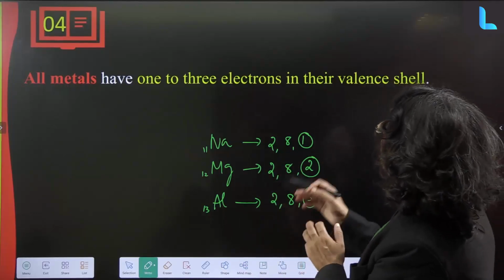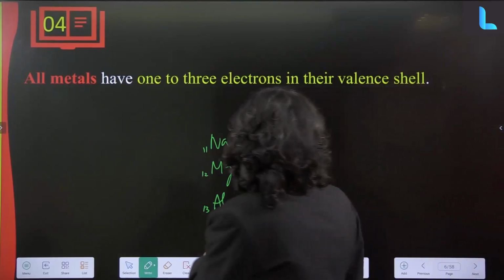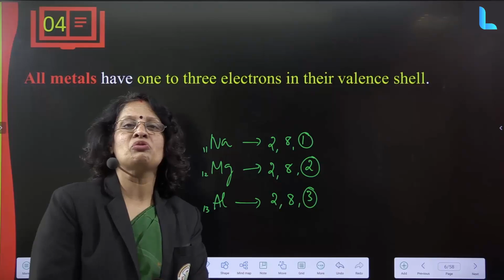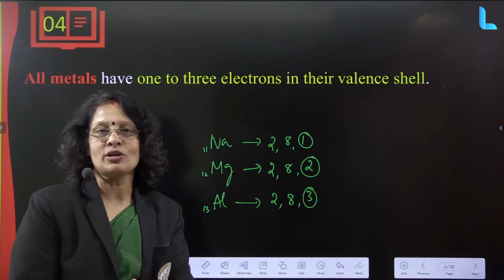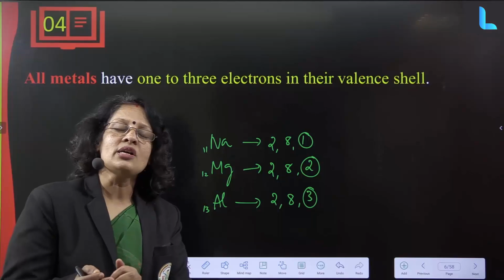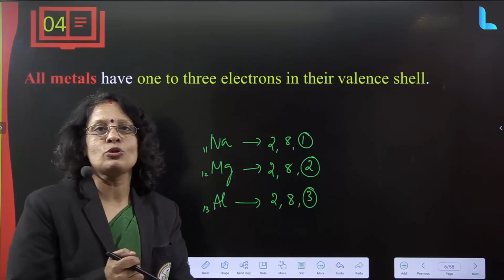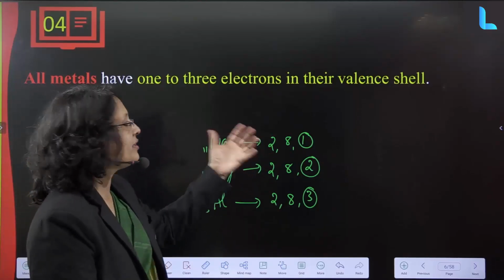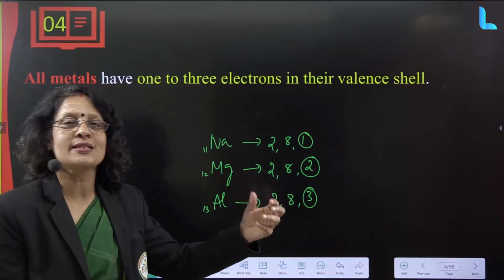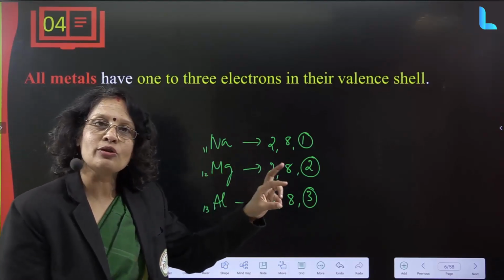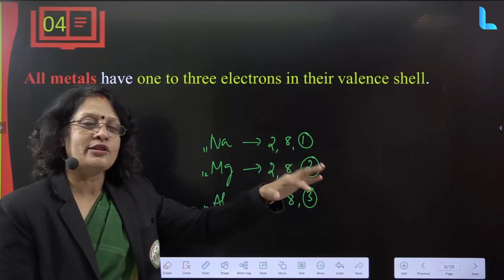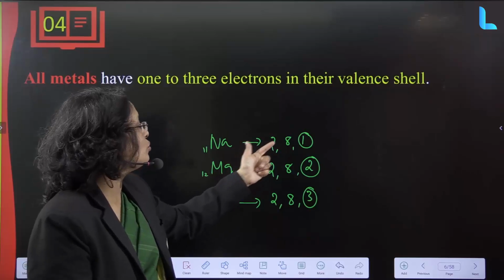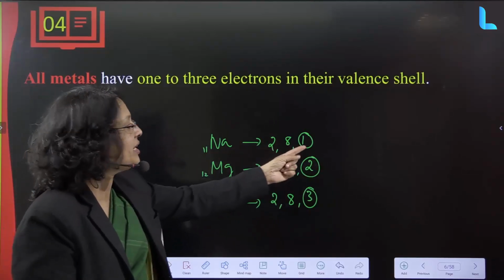Similarly, all metals have 1, 2, or 3 electrons in their valence shell. The valence shell is the outermost shell, and whatever electrons are present there are called valence electrons, because in chemical combination only the outermost electrons take part. For example, the atomic number of sodium is 11. As we have learned in previous classes, near the nucleus there will be 2 electrons, then 8, then 18, and so on. So 2, 8 and 1, which totals 11: 8 plus 2 is 10, plus 1 is 11. So 1 is the outermost electron.